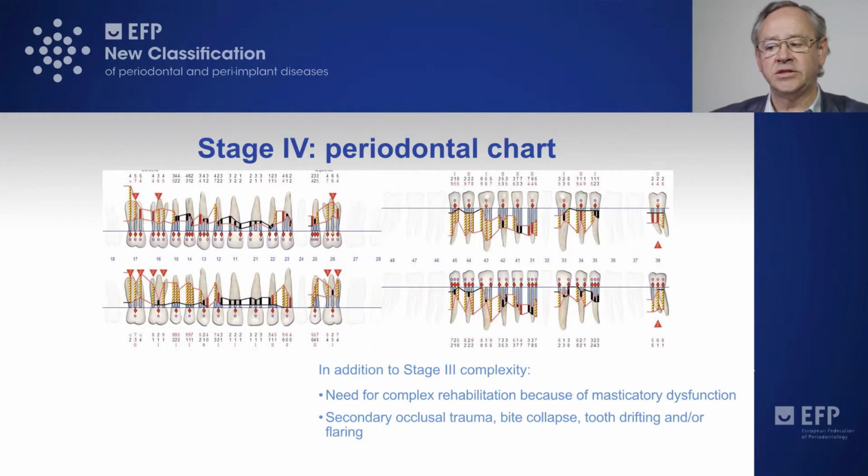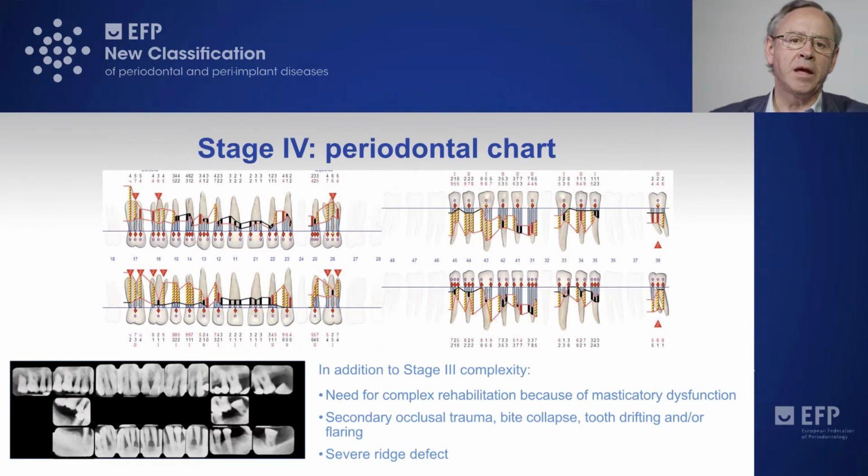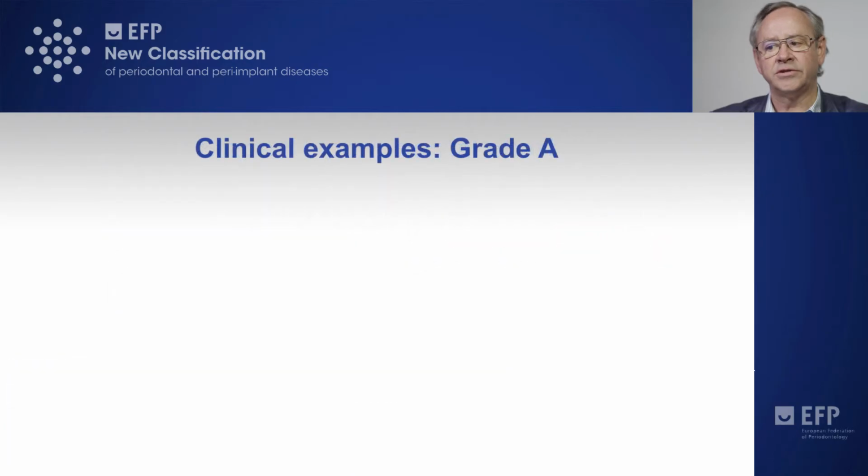In many of these situations, the teeth have drifted, there is bite collapse, and those teeth have also flared out, also leading to a severe ridge defect, which can be very clearly evaluated in the full mouth radiographs.